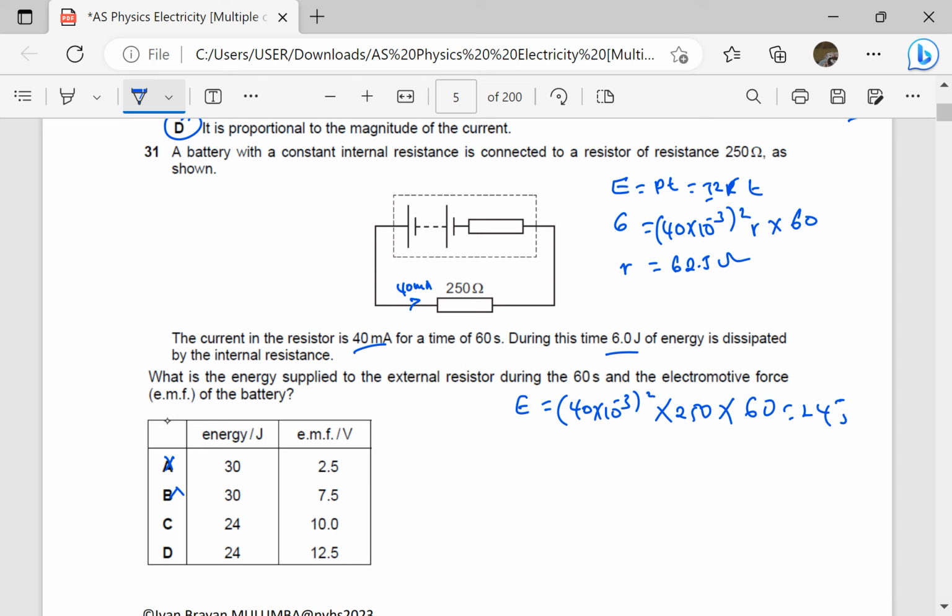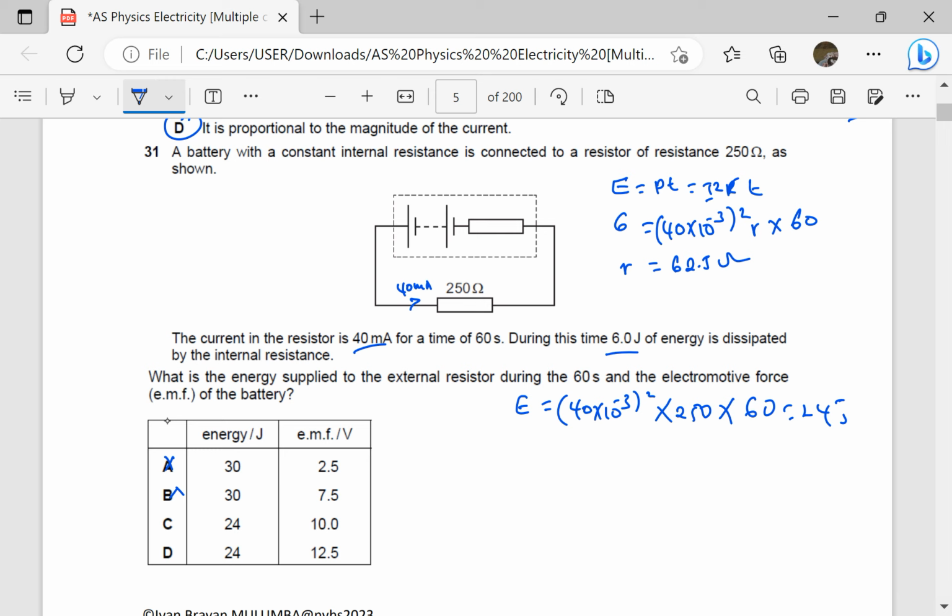So the most important part is the e.m.f., or the electromotive force. Okay, so to find the e.m.f., there are several ways. Let me see which one is easier.